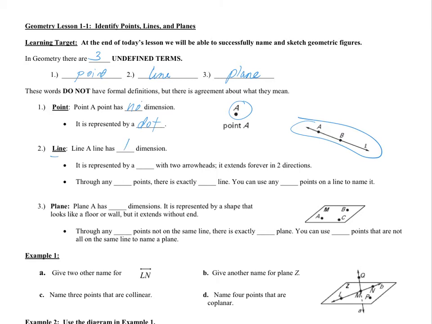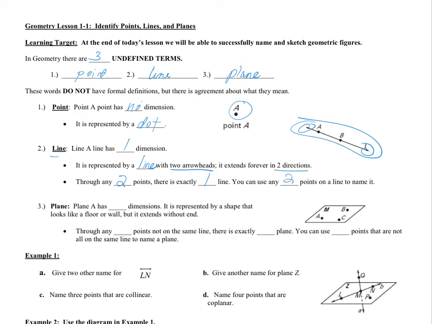A line has 1 dimension. It is represented by a line with 2 arrowheads. It extends forever in 2 directions. Through any 2 points, there is exactly 1 line, and you can use any 2 points on a line to name it.